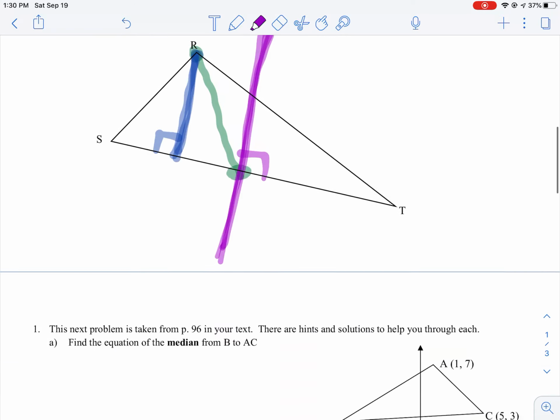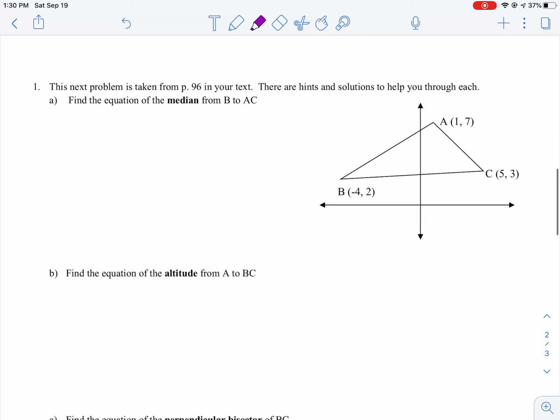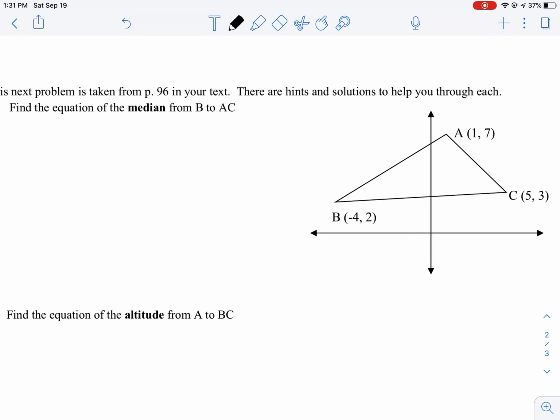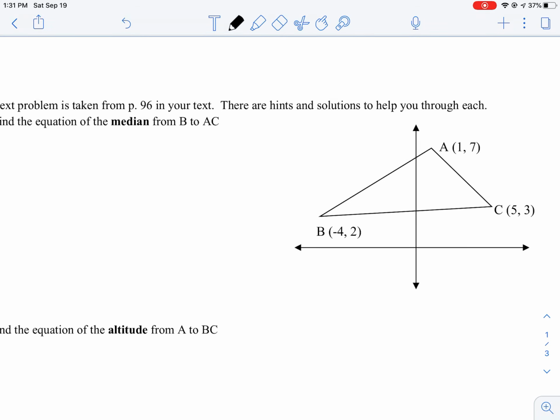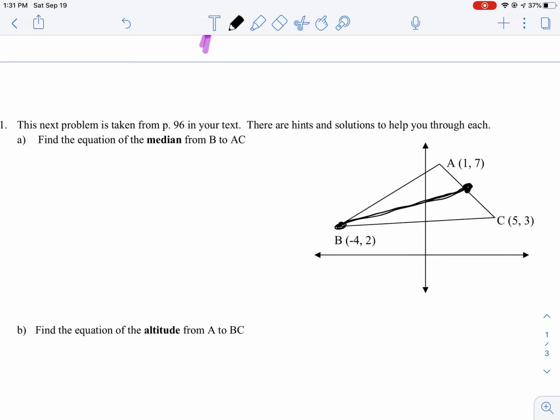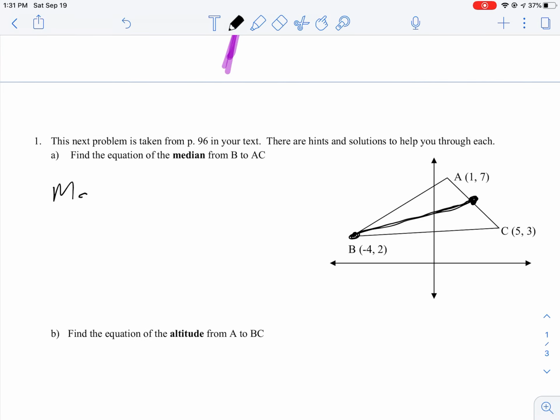All right, so the meat of this lesson is really using our algebra review to actually write the equations of these three. So if you flip to side 2 on your note sheet, this problem is actually taken from page 96. So you can, in addition to watching this video, if you want to read those hints and solutions there, you can. But let's find the median from B to AC. So starting from B, I'm going to be doing a median, which means I need the midpoint of the opposite side. So here's my median. I'm just drawing it in. So it makes sense to me to first find the midpoint of my opposite side. So I'm going to find the midpoint of AC.